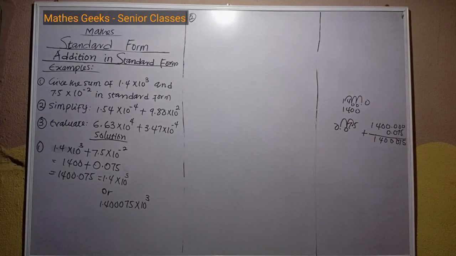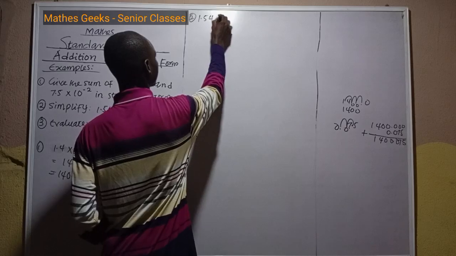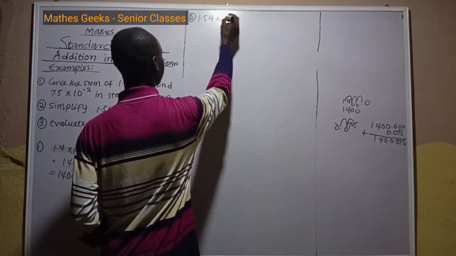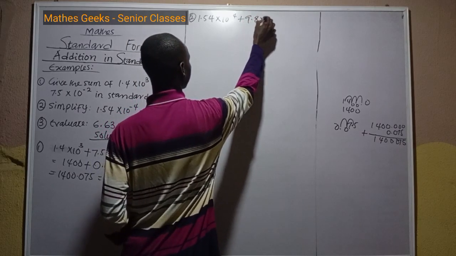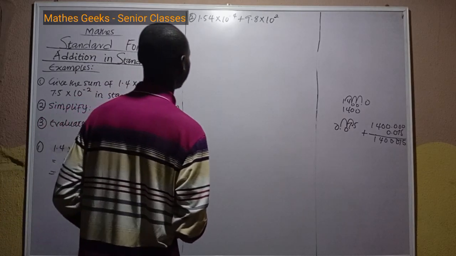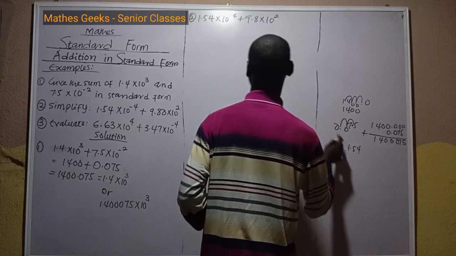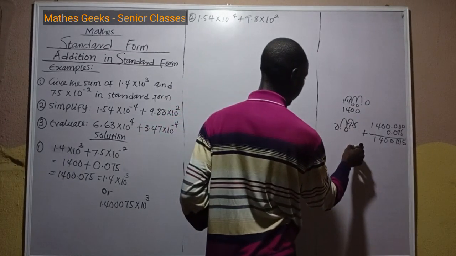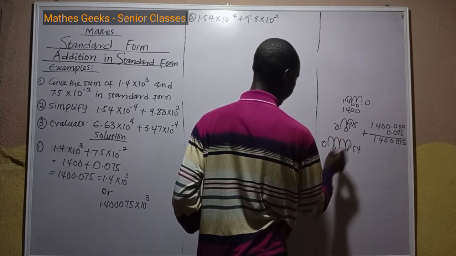Next is 1.54 times 10 raised to minus 4 plus 9.8 times 10 raised to the power 2. Since the powers are not the same, we want to express them in ordinary form. 1.54 has a negative power, minus 4, so we're moving backwards 4 times: 1, 2, 3, 4.